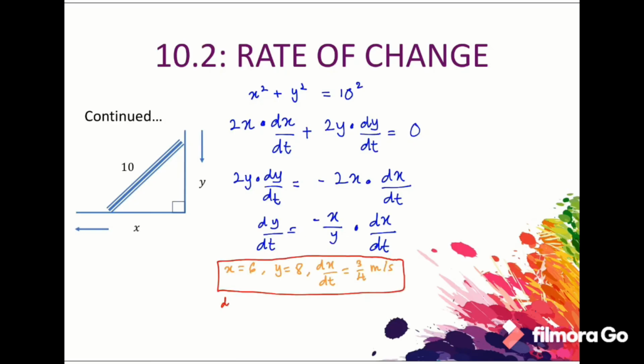So dy/dt is equal to negative 6 over 8 times 3 over 4, which is equal to negative 9 over 16 meter per second. So in this case, we can see that the rate of change of y with respect to t is negative because y is decreasing as x is increasing. So that's why the rate of change is negative.